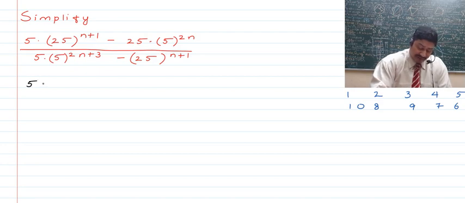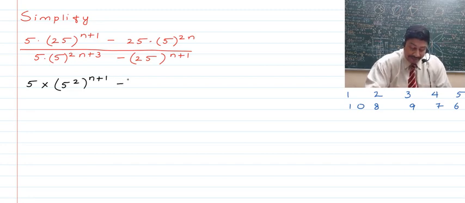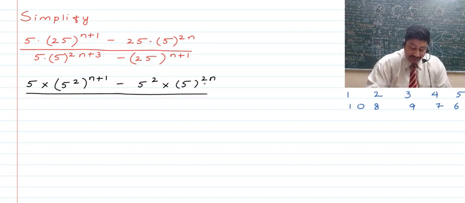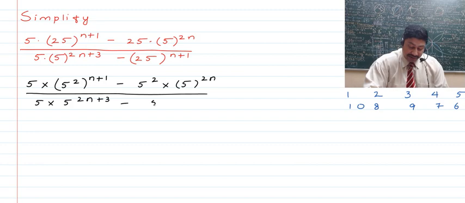So we will write here 5 into 25, which can be written as 5 raised to the power 2, and its whole power will become n plus 1, minus 25, which can be written again as 5 raised to the power 2, and that is multiplied with 5 raised to the power 2n as has been given to you. And next, in the denominator we have 5 which is multiplied with 5 raised to the power 2n plus 3, right?